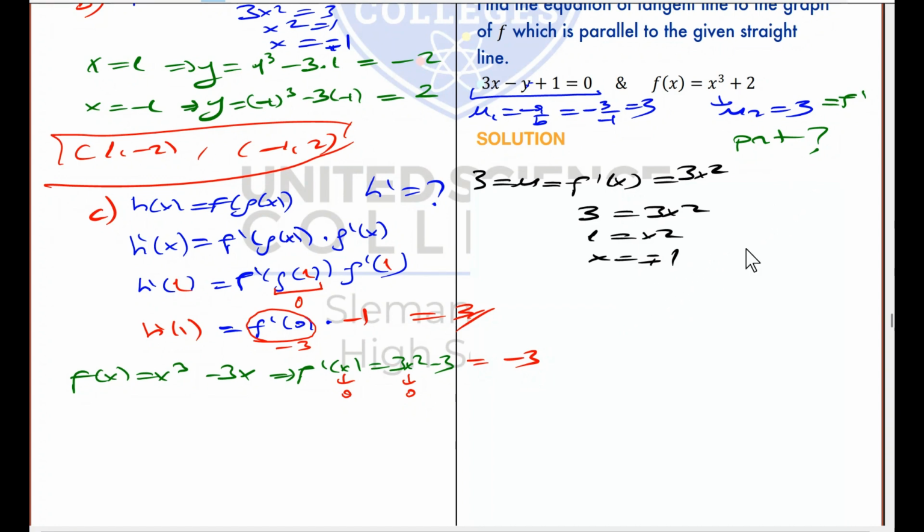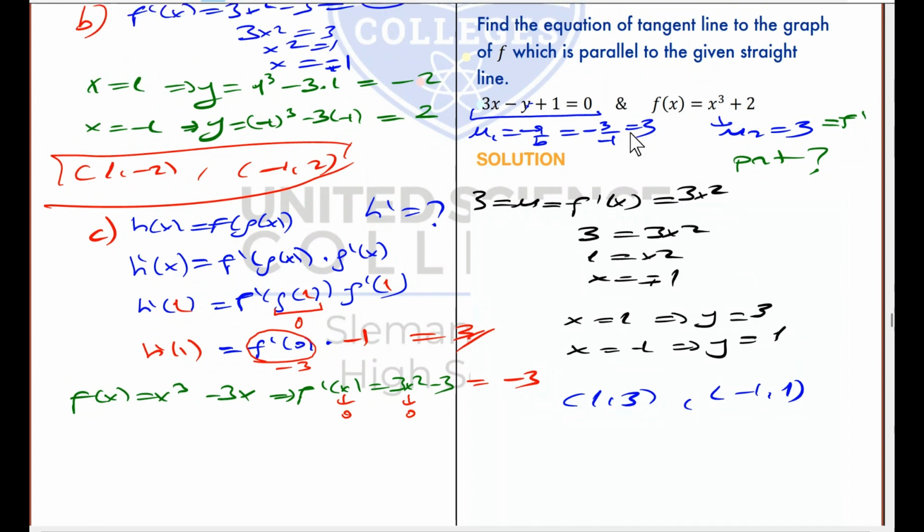I need points, so I need y's. If x is 1, what's your y? If x is negative 1, what's your y? One by one. If x is 1, substitute 1 back in the function: 1 cubed plus 2, 3. If x is negative 1, negative 1 cubed plus 2 is 1. So my points are (1, 3) and (negative 1, 1).